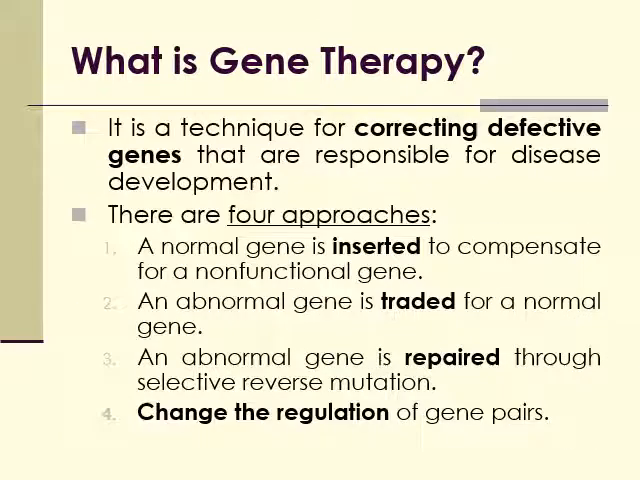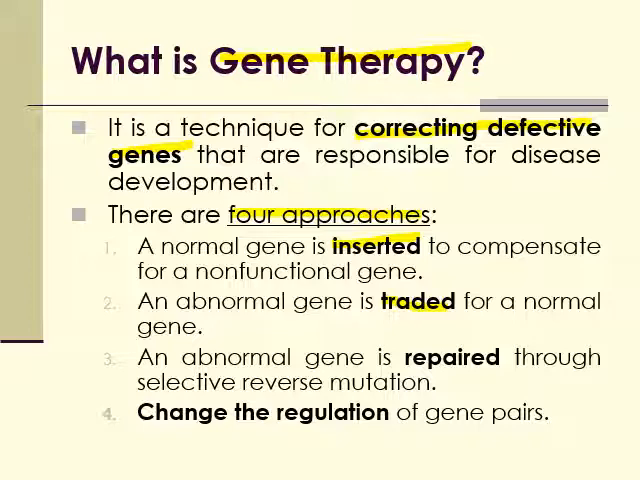So what is gene therapy? It is a technique for correcting defective genes. There are four approaches. A normal gene is inserted to compensate for a non-functional gene. This is the most common approach. An abnormal gene is traded for a normal gene. The abnormal gene would be swapped by homologous recombination.